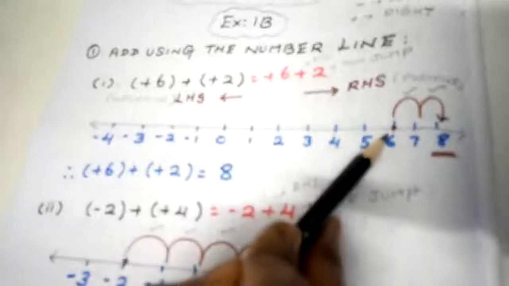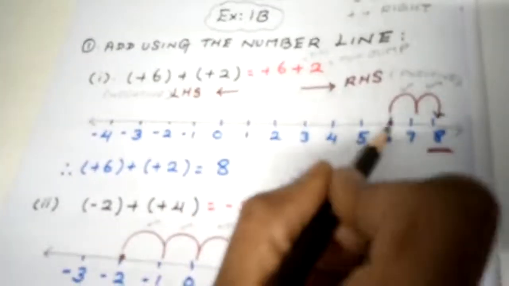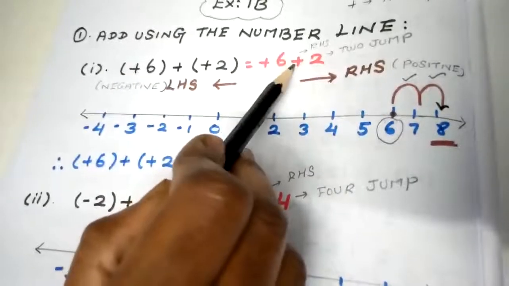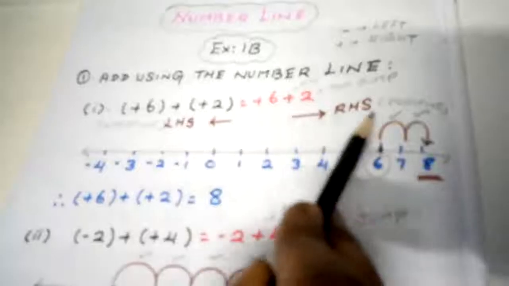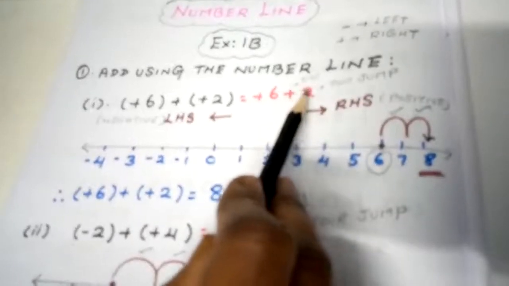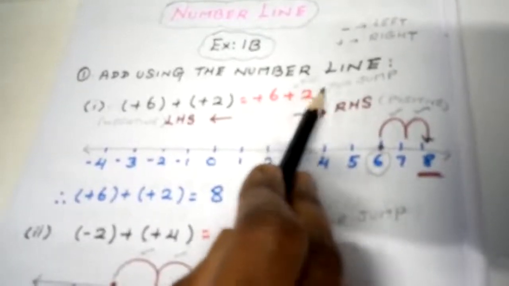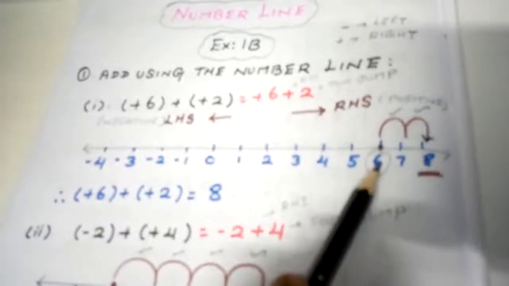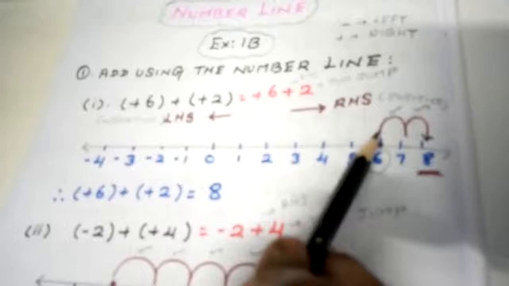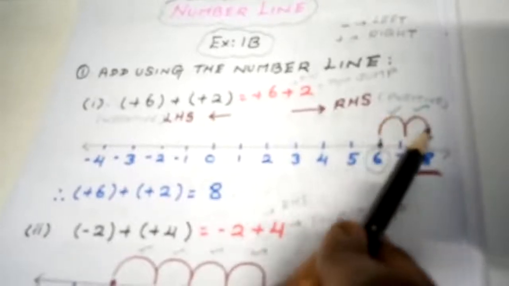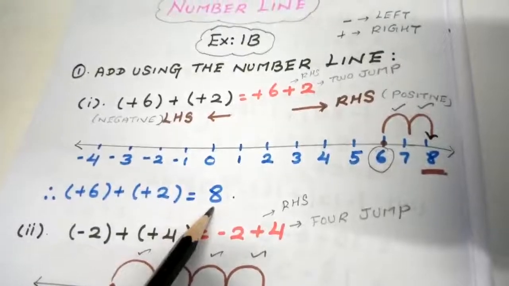Plus 6, first locate here. After locating this plus 6, if I am going to have positive, it means I am going to move towards the right hand side. Understand properly. Plus 2, what is the number here? 2. 2 means 2 jumps. From plus 6, positive means right hand side, 2 jumps. 1, 2. And what is the number I am having here? 8. And that is the answer for the required question.